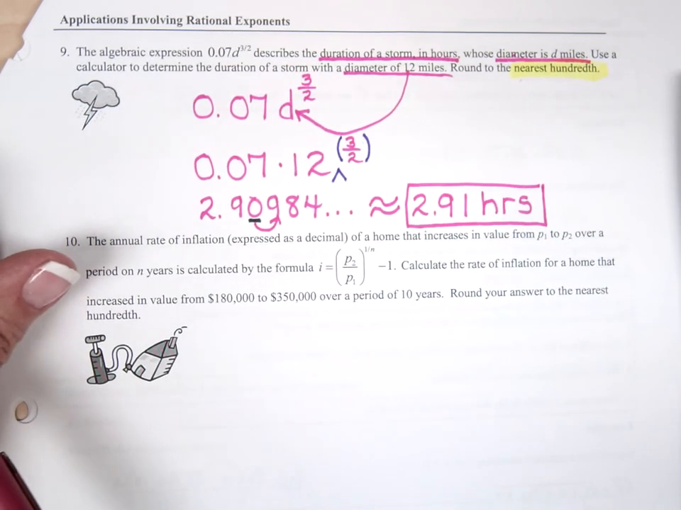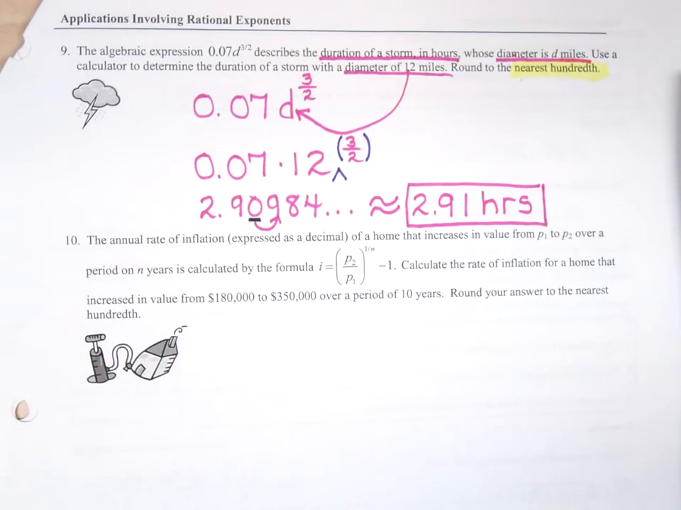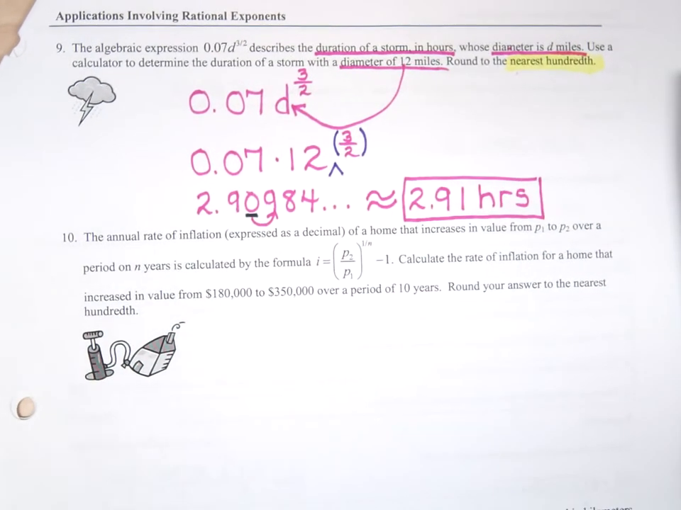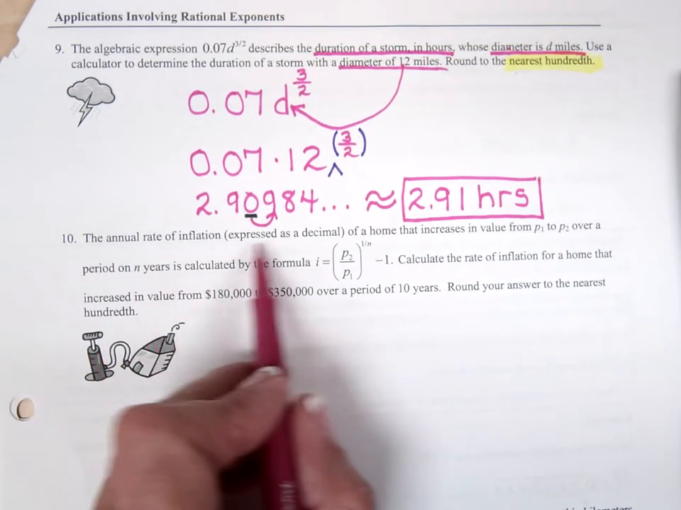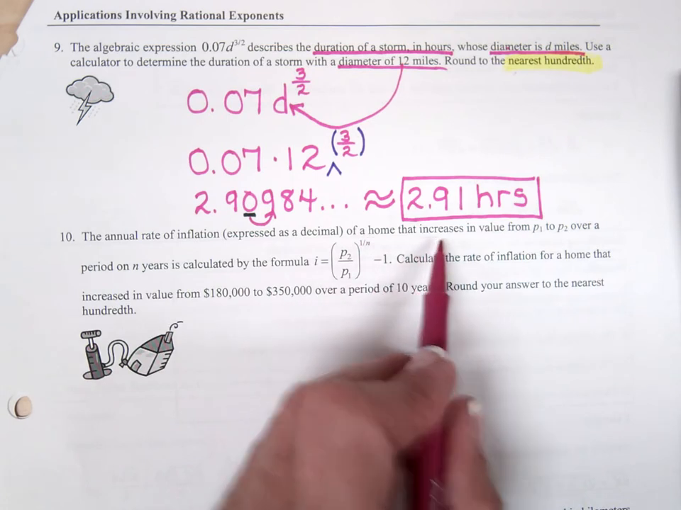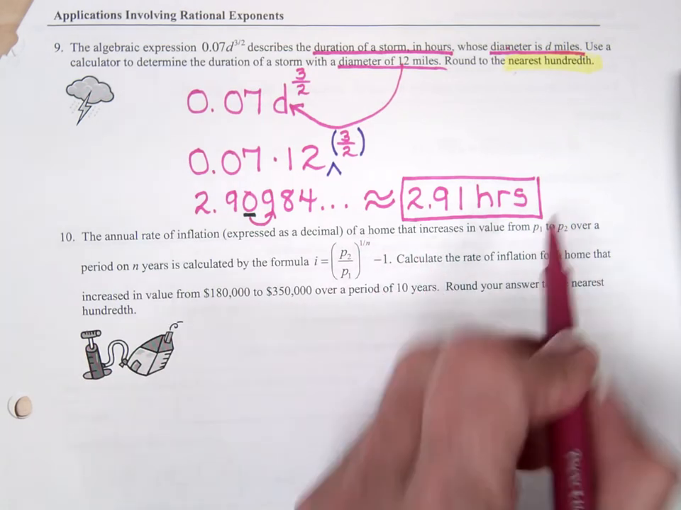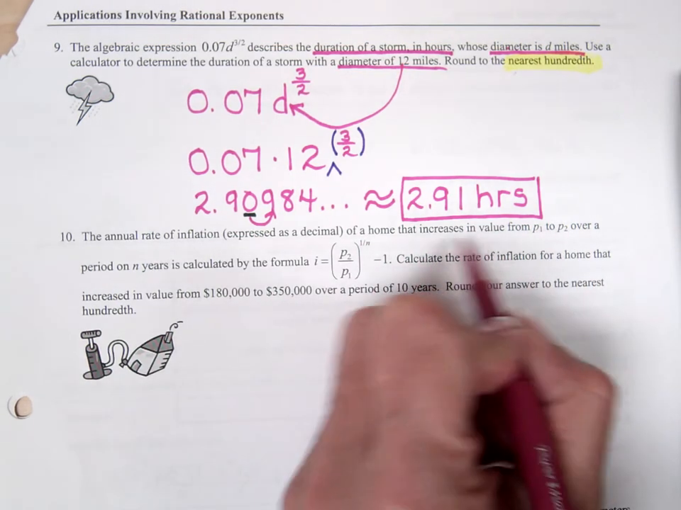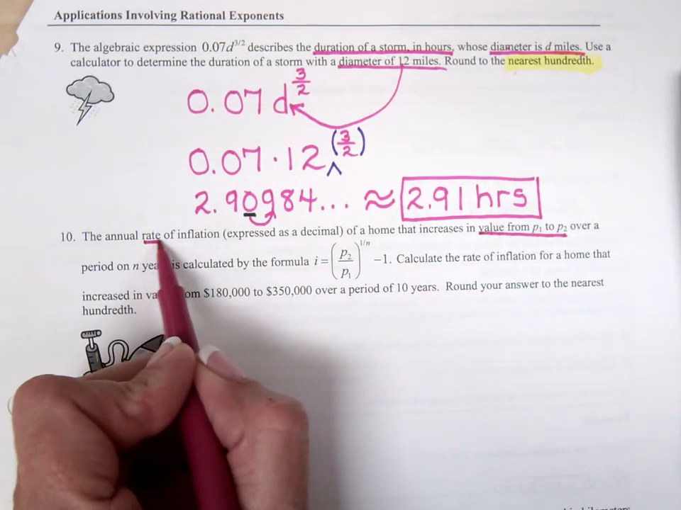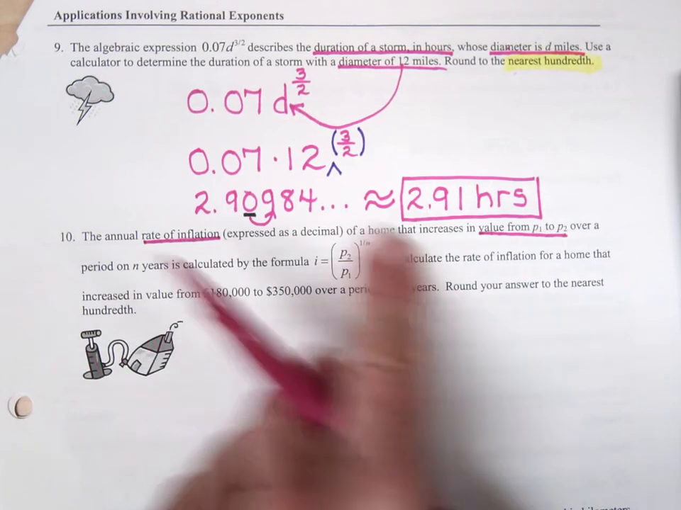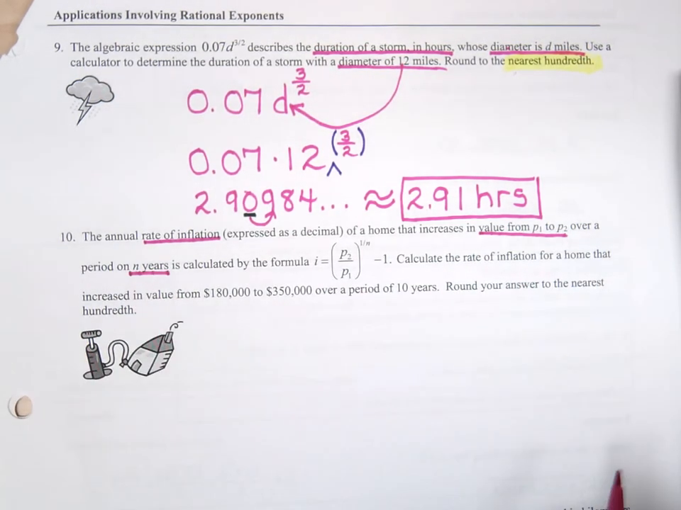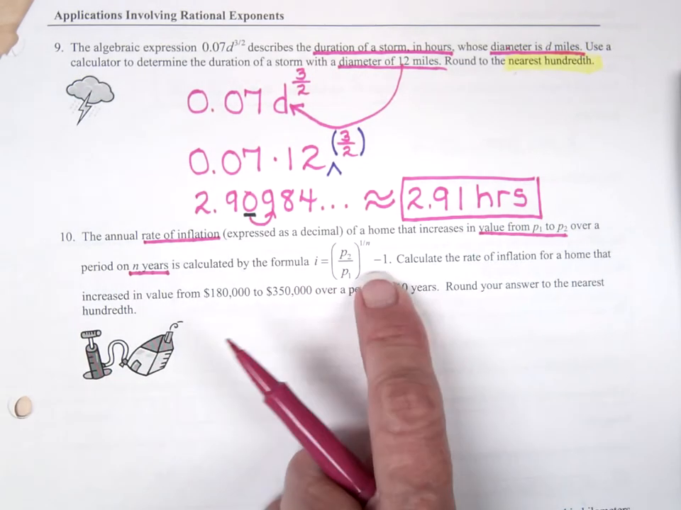Okay, shall we do the last two here? I guess we can do 11. This is easy enough. So the annual inflation rate expressed as a decimal of a home that increases from P1 to P2. So the value from P1 to P2, that's important. Rate of inflation, that's what this formula stands for. N is years. Here's the formula, and don't forget that -1. It's really easy to forget that.